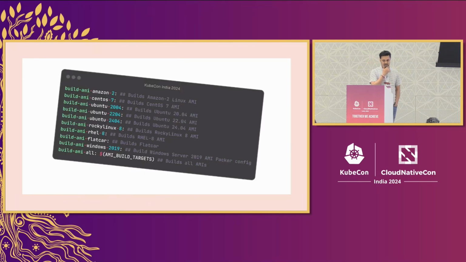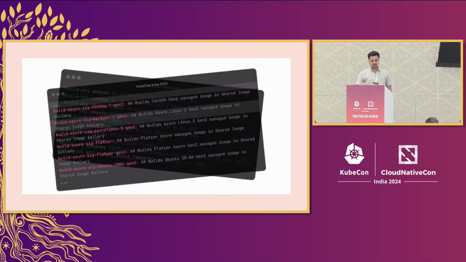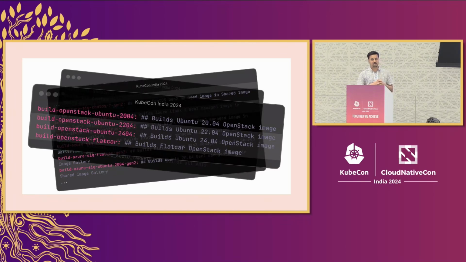This is something I was looking into yesterday. This is from the makefile of Image Builder. You have build AMIs, Amazon 2, Ubuntu 20.04, 22.04, and then you have Flatcar as well, and various other distros which are supported. Same goes for Azure. For Azure, you have CentOS 7, Mariner 2, Azure Linux 3, and we have Flatcar Gen 2. At the end of the day, you can understand that we end up supporting a lot of images, and they are stored somewhere on the cloud.